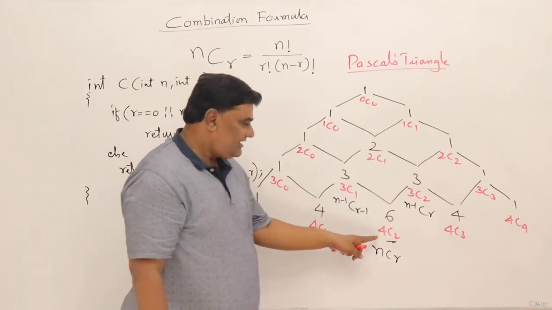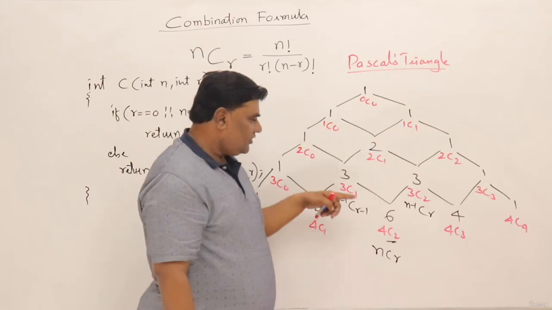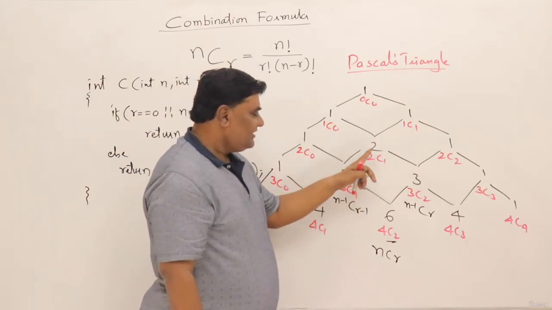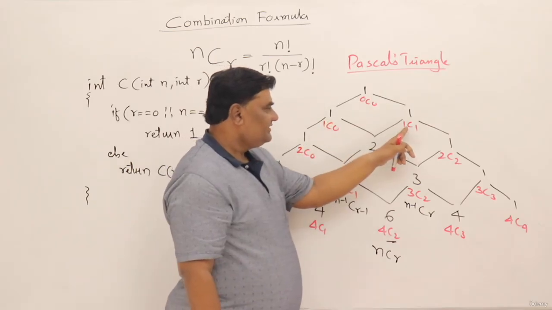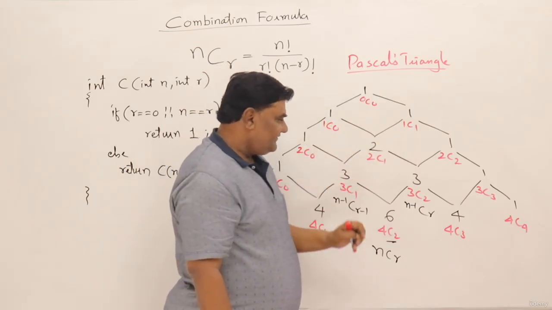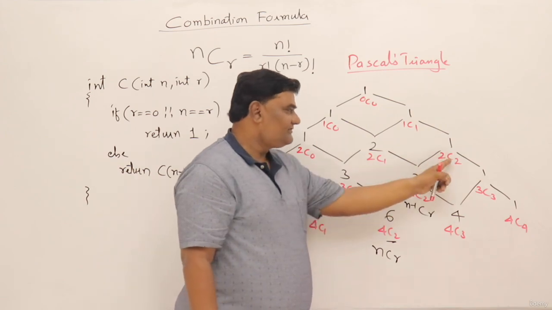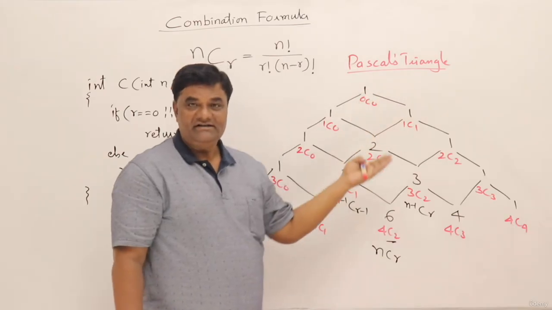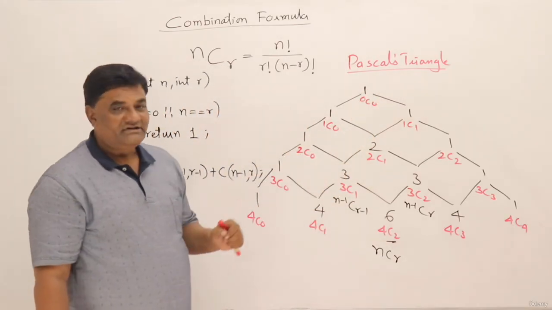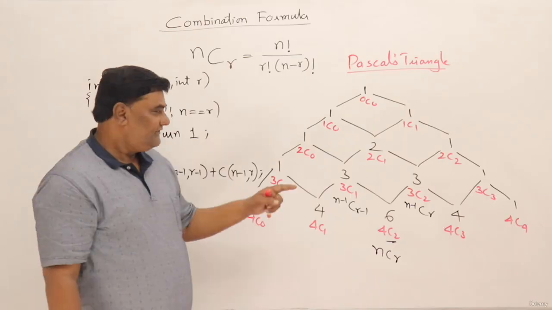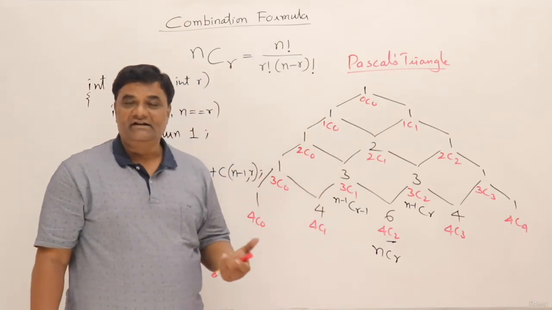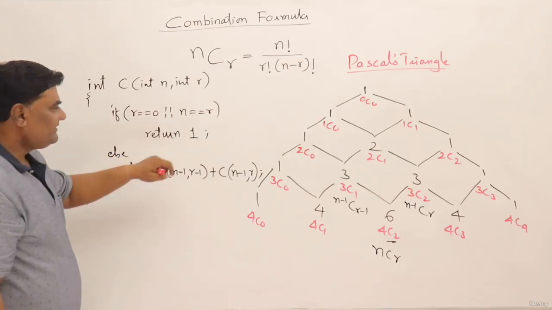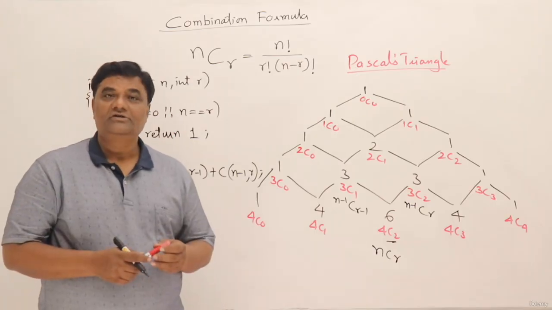So if I am trying to find 4C2, it will call 3C1 and 3C2. So for 3C1 it will call 2C0, 2C1. For 2C1 it will call 1C0 and 1C1. And 1C0, 1C1 are directly 1. For 3C0 it will call this one and this one again. So it will make the calls from bottom towards top, that is, bottom up calls are made compared to Pascal's triangle. And whenever it reaches 1, it terminates. That is the last point, because when n is equal to r or r is equal to 0, we are returning 1. So that's all about the combination formula.